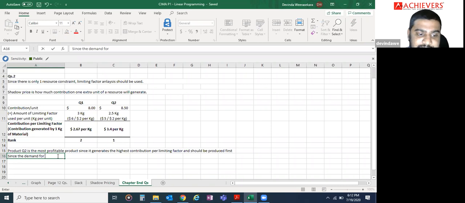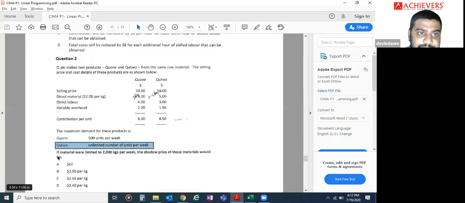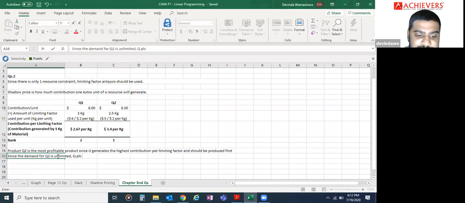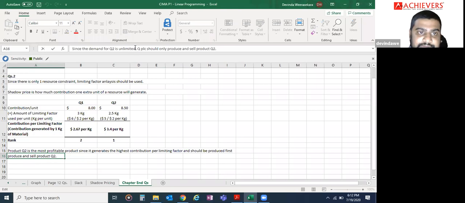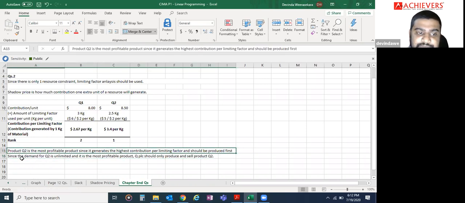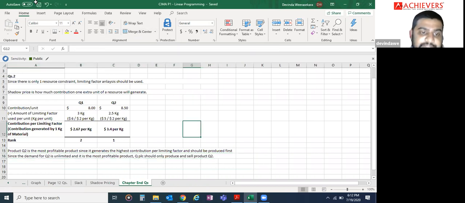Since the demand for Q2 is unlimited, and it is the most profitable product, QPLC should only produce and sell product Q2. Clear? QPLC should only produce and sell Q2. Clear, guys? Any questions? Right.